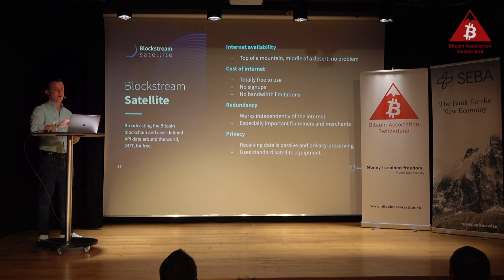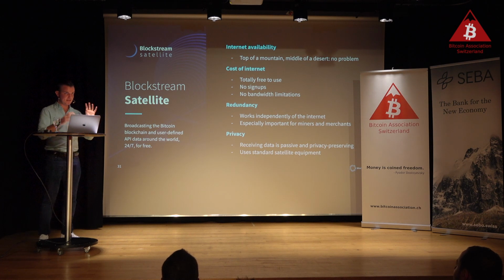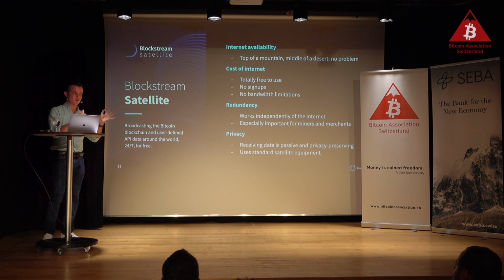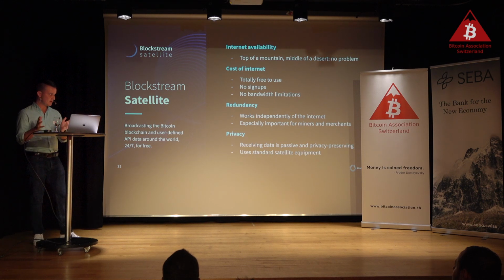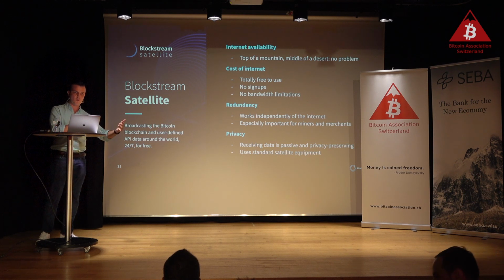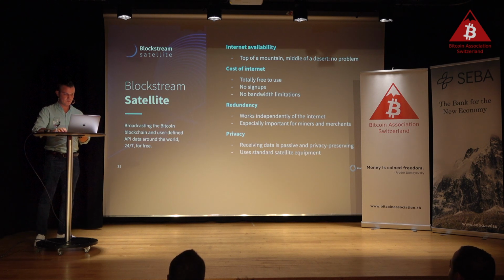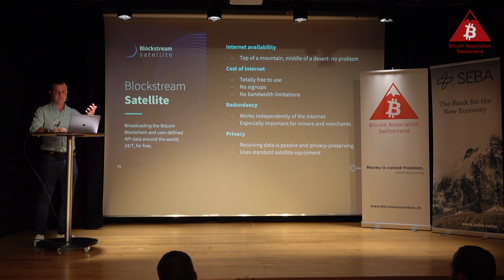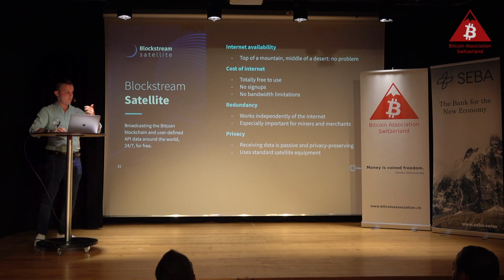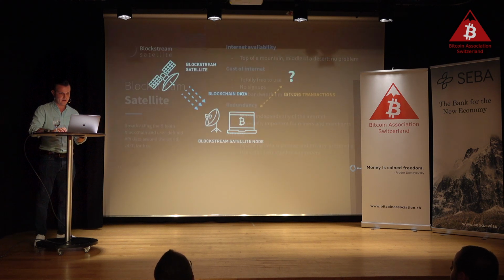And then for privacy, it's great, because you're passively receiving the data. Nobody knows that that data is arriving at your dish and being processed on your computer. And the satellite dish just looks like a regular TV satellite dish. So there's no way of anybody knowing you're running a Bitcoin full node. But let's say people start looking out for these things, you can put it away from the street and make it non-obvious. So the satellite is really good for supporting the operation of Bitcoin full nodes in these offline environments.